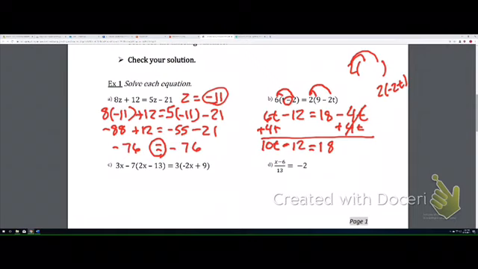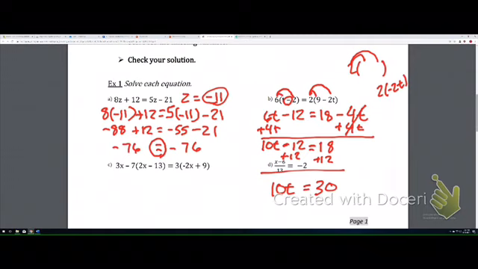Now we're going to put all the integers on one side. So we've got negative 12 to 18. So our opposite of subtracting is going to be to add. So we're going to add 12 to both sides. This is going to give us 10t equals 30. So now our next step is going to be to solve for the missing variable.